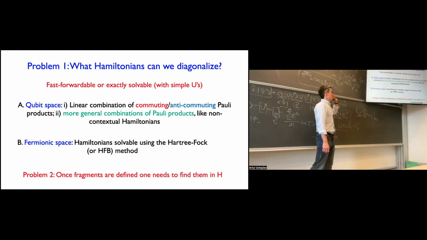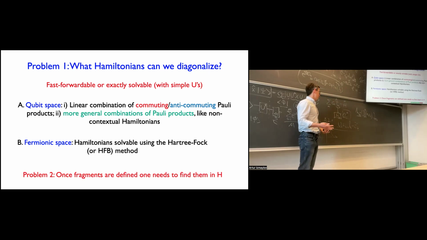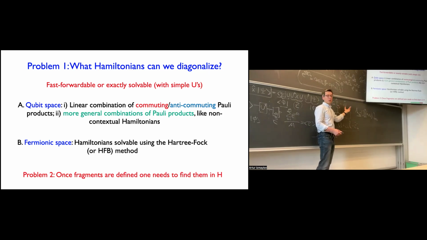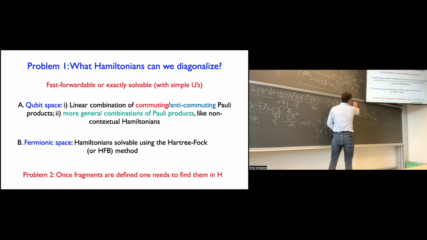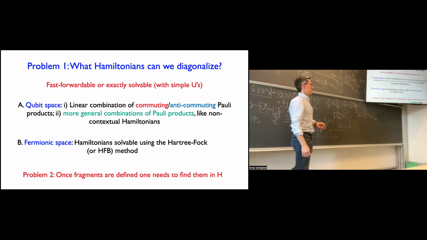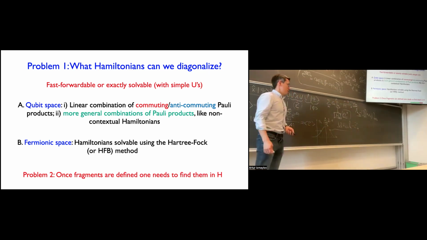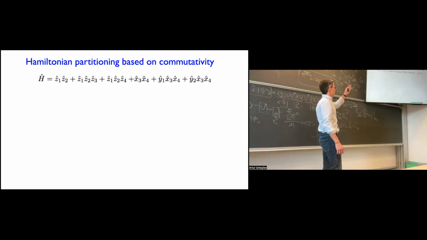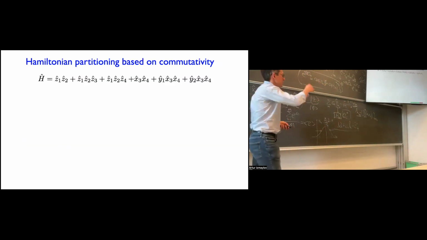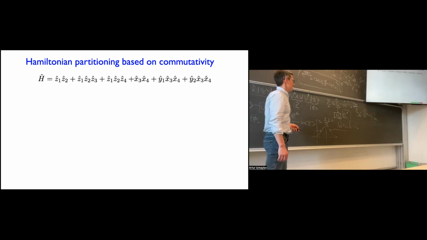And then once you have formulated what fragments you want to work with, you need to find these fragments, of course, in the Hamiltonian, because generally you also face the problem of H being decomposed into a linear combination of these fragments that you can deal with, right? So how to do that is also not always straightforward. Okay, so those are two main problems, and let me illustrate some of these solutions that I already talked about.